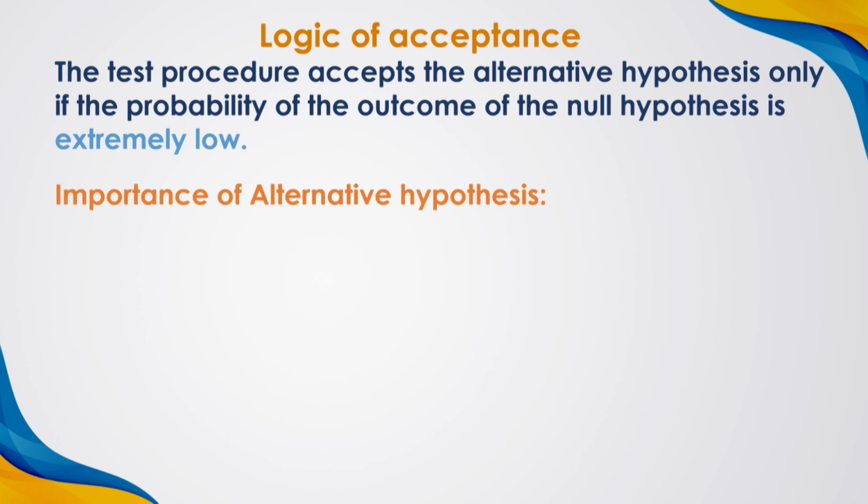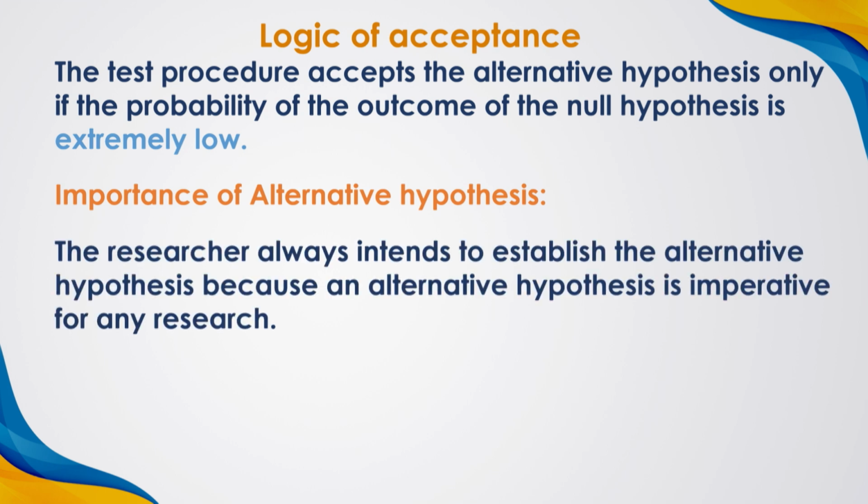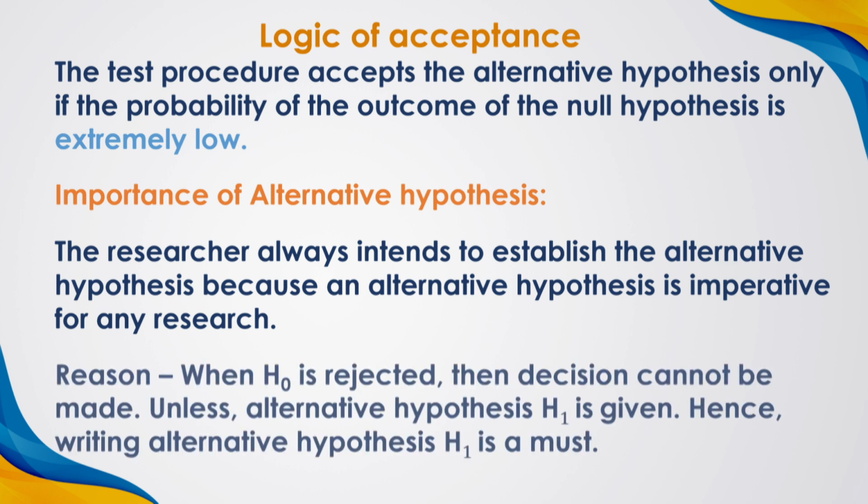Importance of alternative hypothesis. The researcher always intends to establish the alternative hypothesis because an alternative hypothesis is imperative for any research. Reason: when H0 is rejected, then a decision cannot be made unless alternative hypothesis H1 is given. Hence, writing alternative hypothesis H1 is a must.